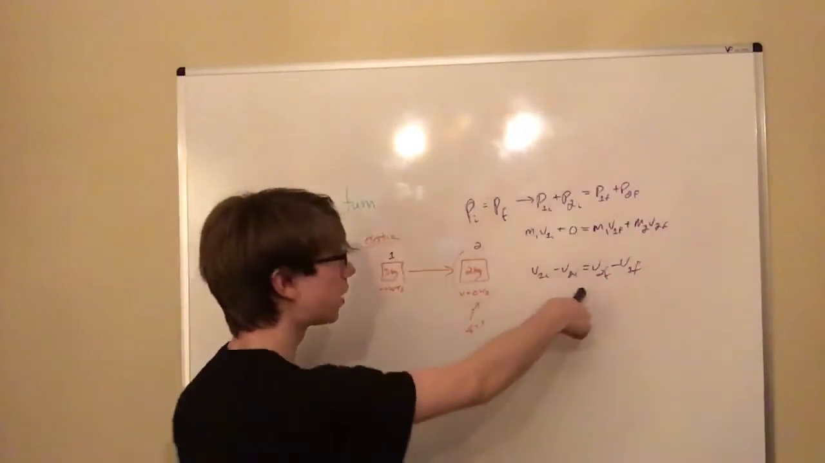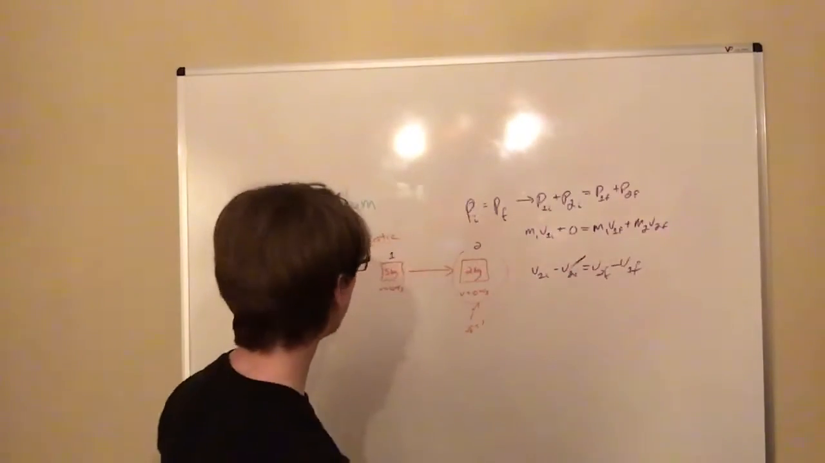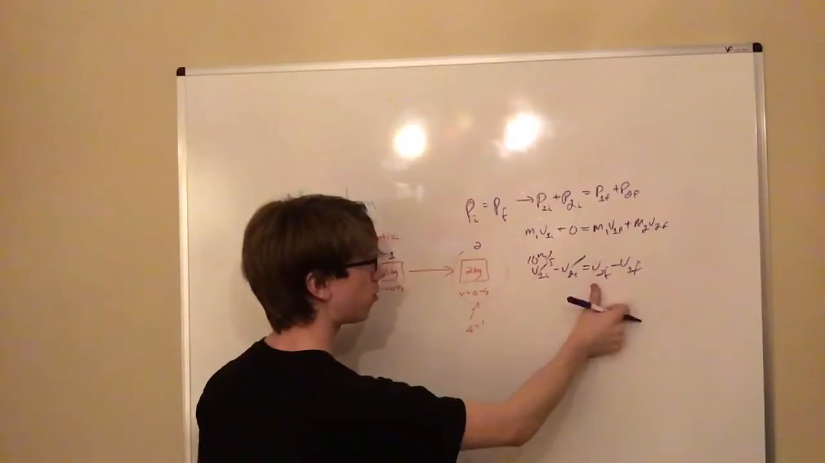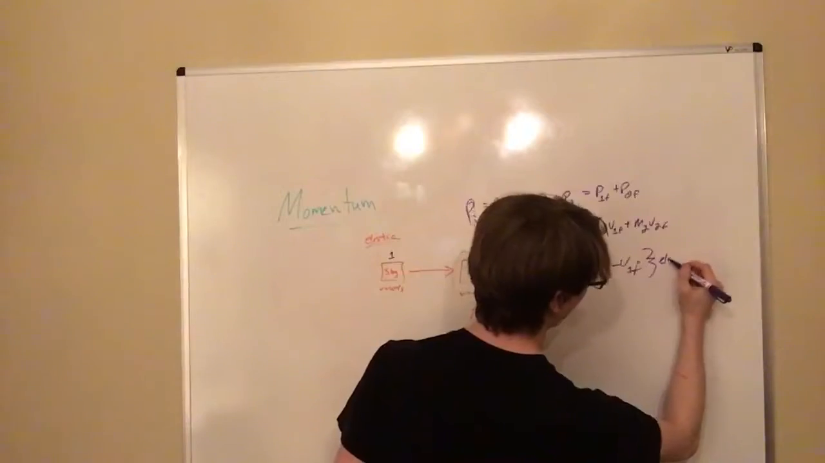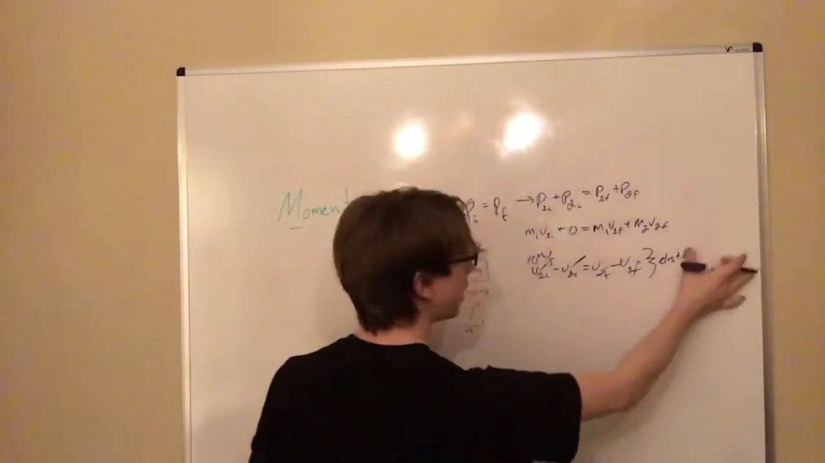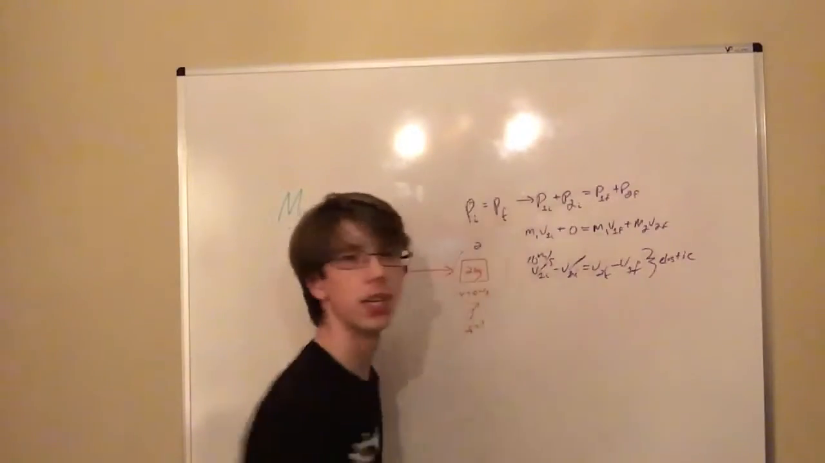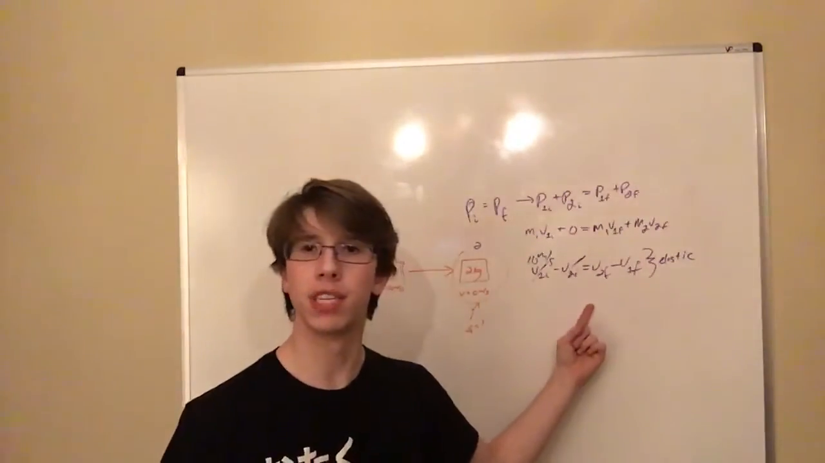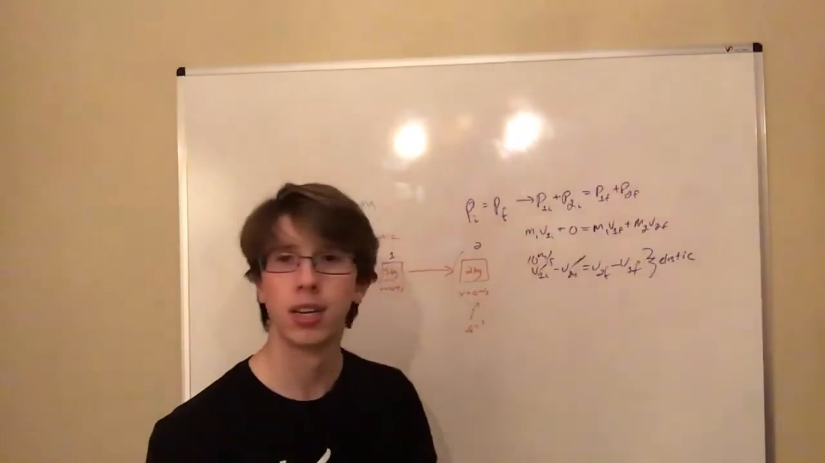So we know v1 initial and we know v2 initial. v2 initial is just 0. v1 initial is just 10 meters per second. And since this is an elastic collision, this equation only applies to elastic because of the conservation of energy. The velocities stay constant here, right?